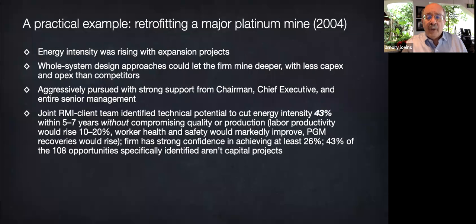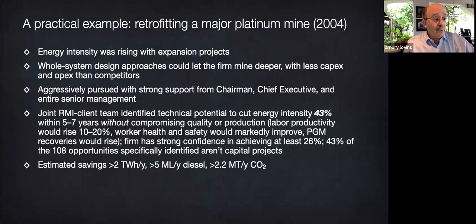And our joint team found a 43% energy saving potential, whose orderly execution would take about 5 to 7 years. The average payback was much shorter than the execution schedule. It was less than a year for 43% of the 108 projects. We also found major benefits for the workers' health, safety, and productivity, and for recovery of the PGMs, the platinum group metals that the mine produces.